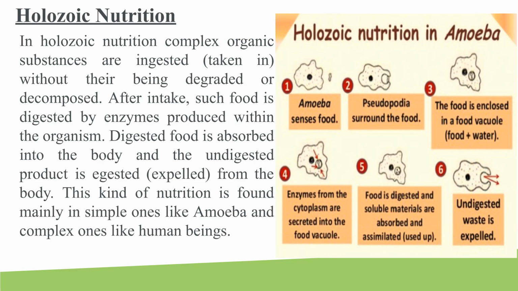Holozoic nutrition involves ingesting complex organic substances without prior degradation. The food is then digested by enzymes within the organism, absorbed, and the undigested product is expelled. This is seen in simple organisms like amoeba and complex ones like human beings, as shown by the amoeba example.